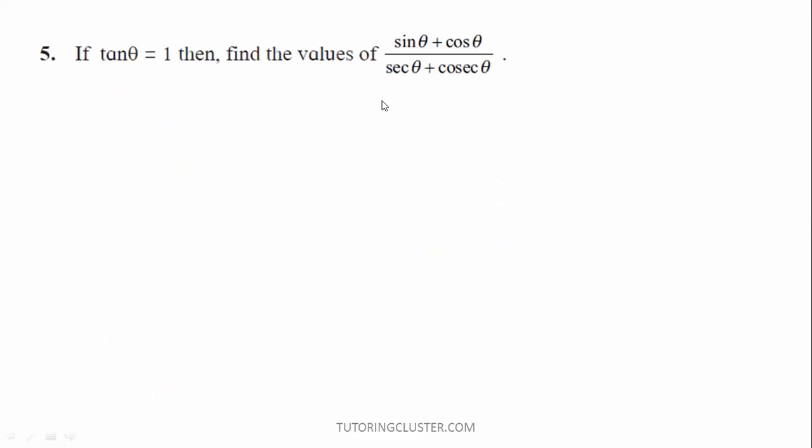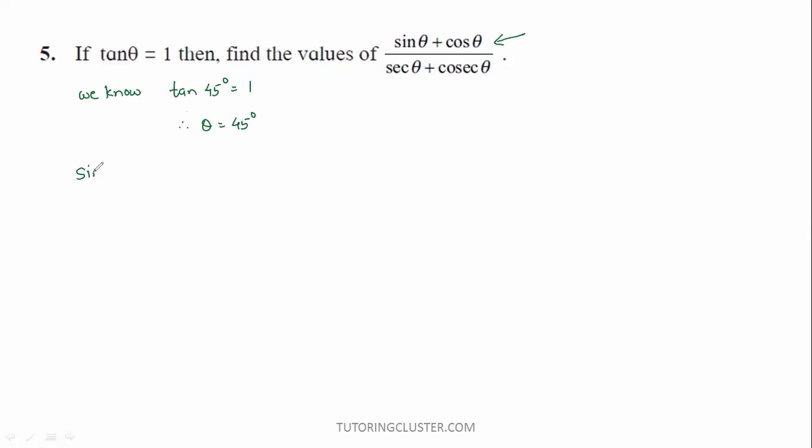Now, see this example. If tan theta is equal to 1, find the value of sin theta plus cos theta upon sec theta plus cosec theta. So tan theta is equal to 1. Now we know what tan 45 degree is. It is equal to 1. That means theta is 45 degree.